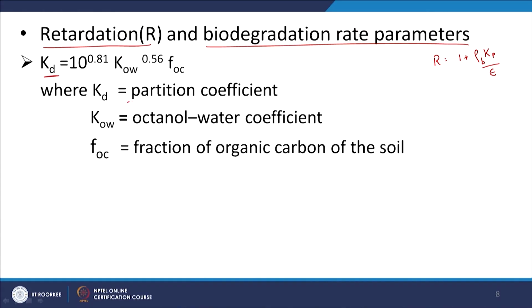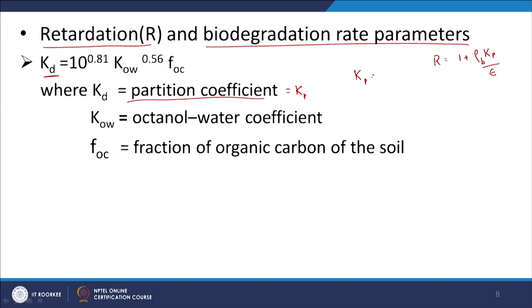And by fitting the model, based on your mass balance, to the relevant data, you can get your relevant degradation rate parameters. Let's look at what they are. So before we go there, let's say here we are looking at the partitioning coefficient. We looked at it as Kp.